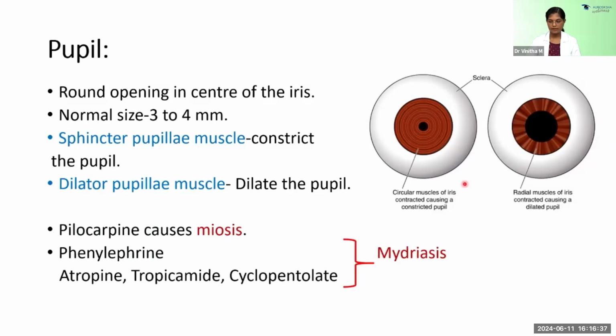Coming to the clinical correlation. The pilocarpine drug directly acts on the sphincter pupillae muscle and constricts the pupil, whereas phenylephrine directly acts on the dilator muscle and causes dilatation. The commonly used drugs atropine, tropicamide and cyclopentolate act on the sphincter pupillae muscle, cause relaxation of it, ultimately leading to dilatation of the pupil.